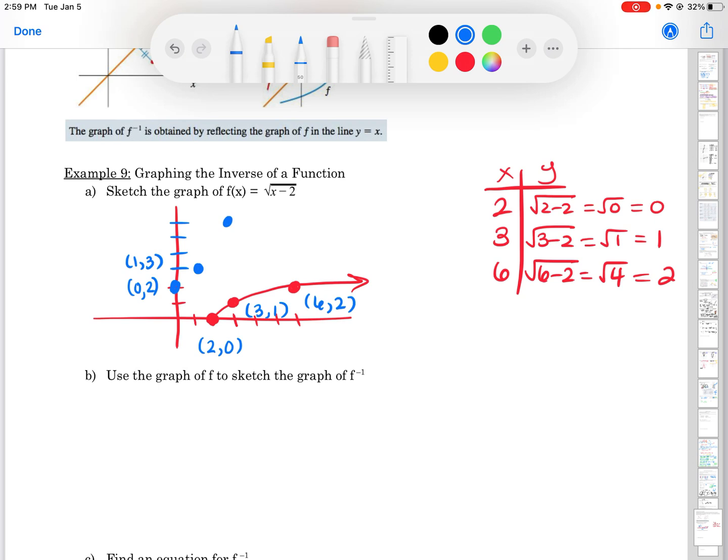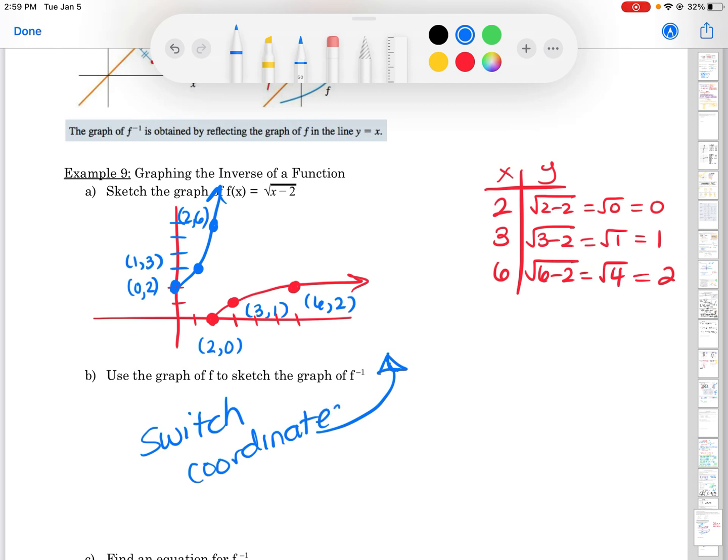Whoops, that is the wrong spot. Okay. So yes, mine's not perfectly drawn to scale, but all we're doing is switching your x and y's. So just switch coordinates. Basically, these guys are just flip-flopping.